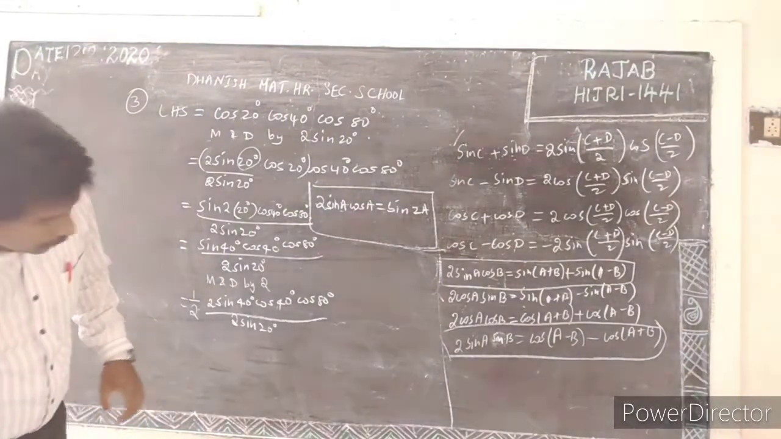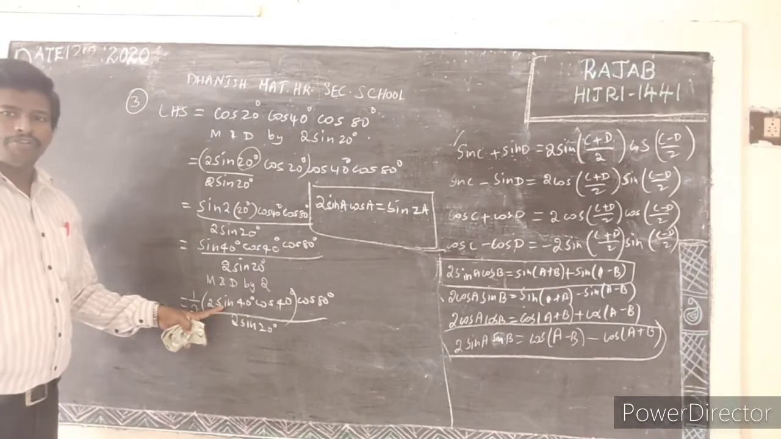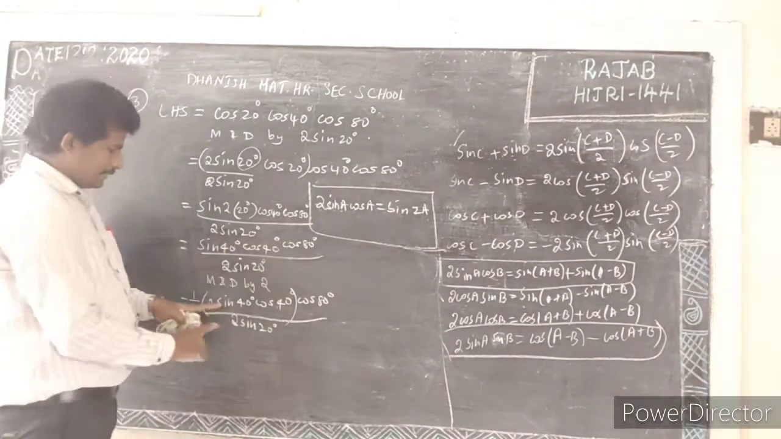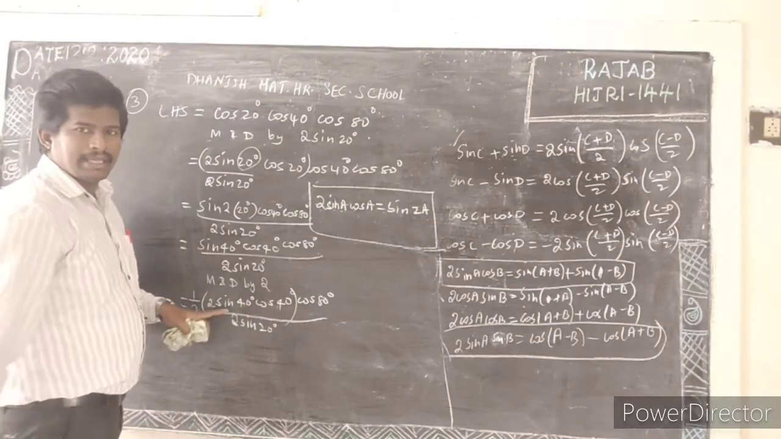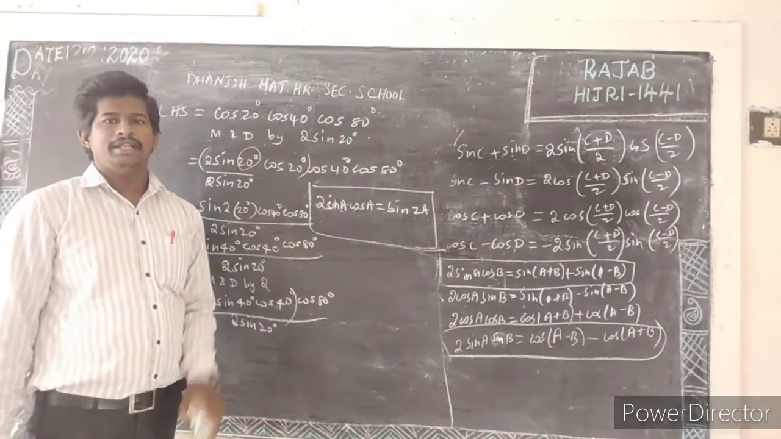Now I am going to consider this part alone. So this is the form of 2 sin A cos A. Here our A is 40 degree. So 2 sin A cos A equal to sin 2A.